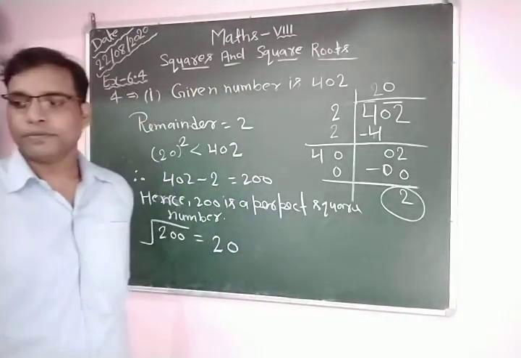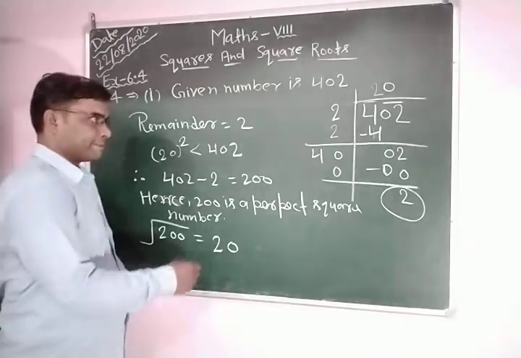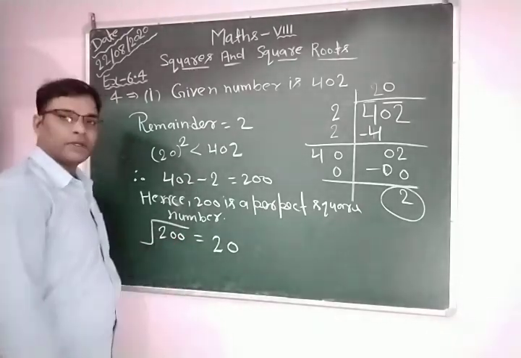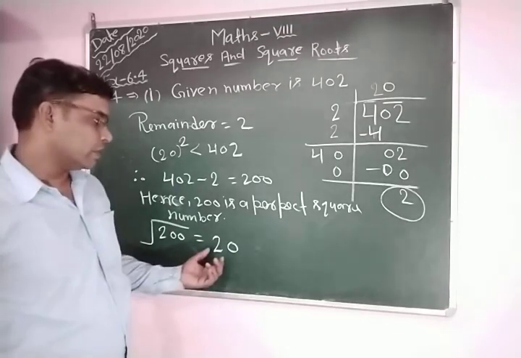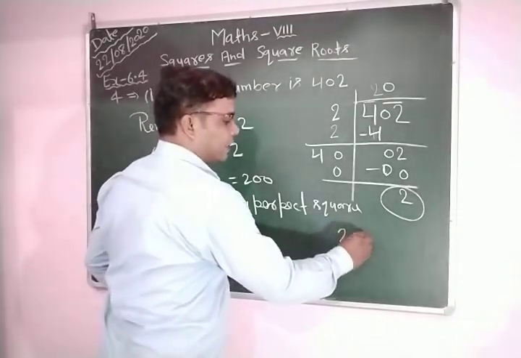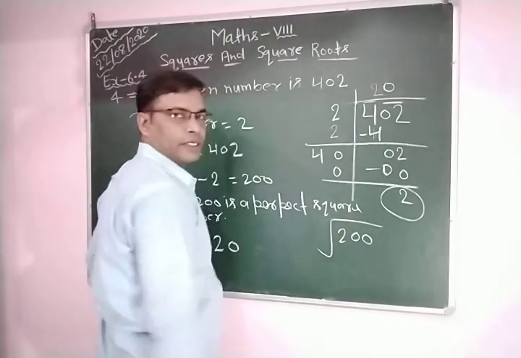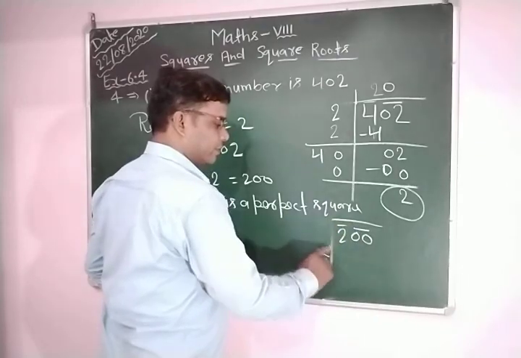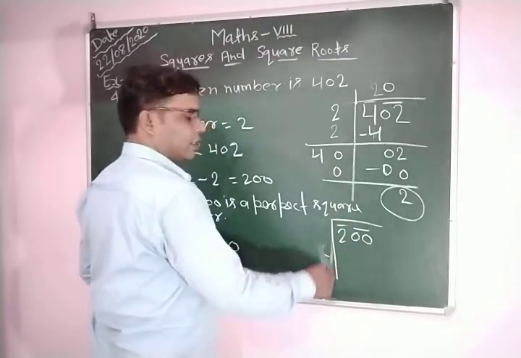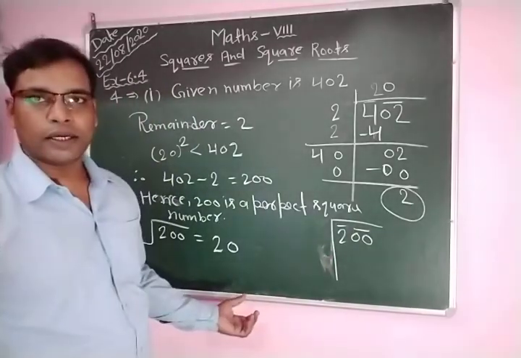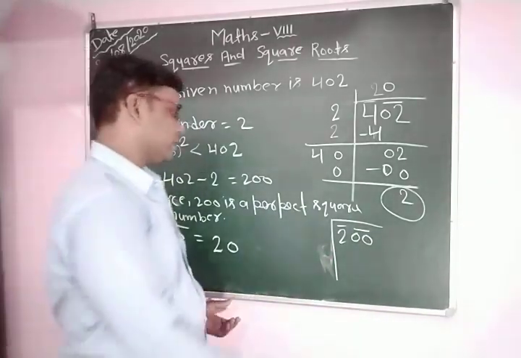Now we find the square root of 400. The square root of 400 is 20. You can find it by the long division method. Pair the digits here, clear? And you can see here, this is 400.